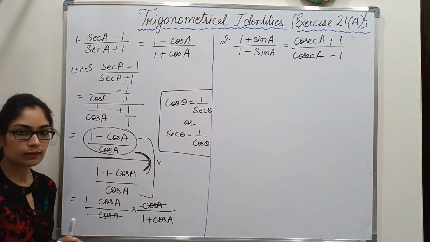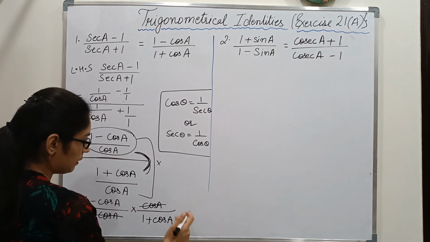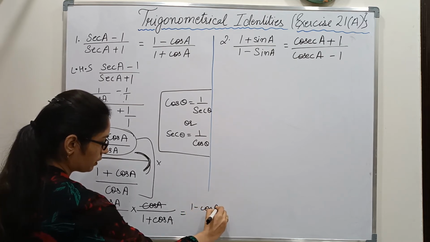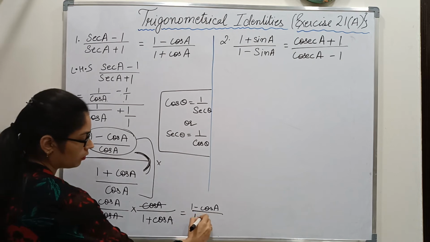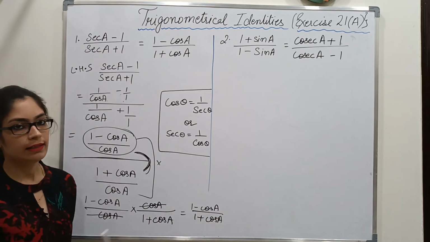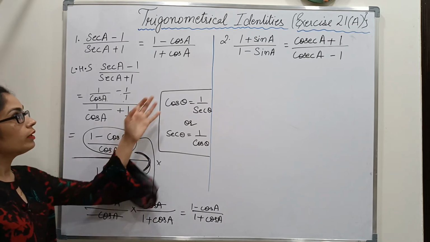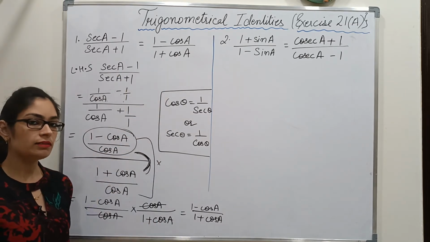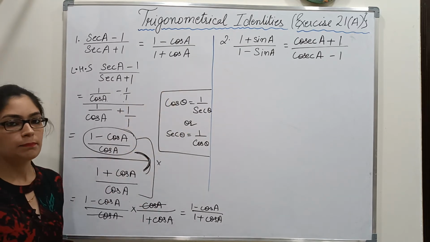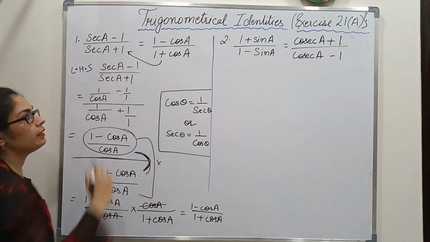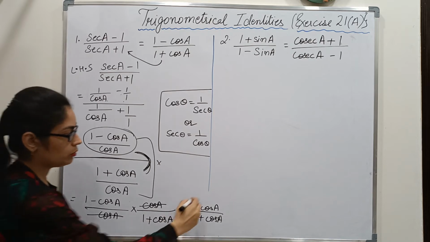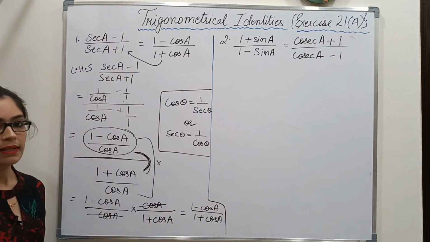So cos A and cos A will get cancelled, and what I am left with is 1 minus cos A by 1 plus cos A. And if you see, this is the right hand side, so hence proved. And you can also try proving the right hand side equals the left hand side by using this one. Same thing, you will get this equals this, but both at a time is not required. Any one you can use, with which you feel comfortable. So the first one is done.